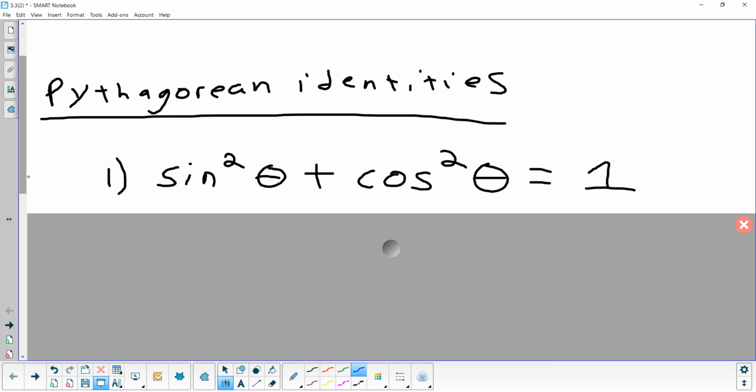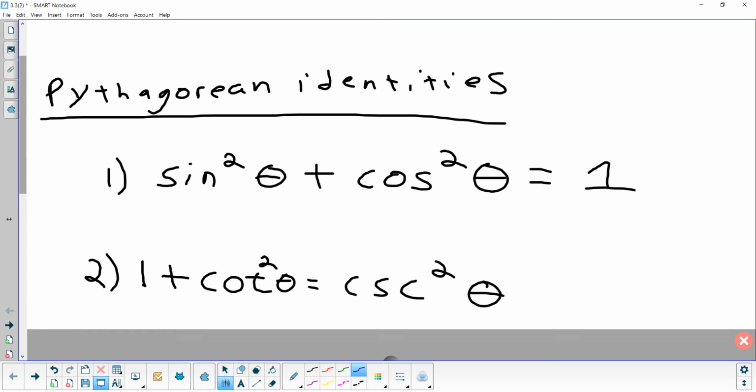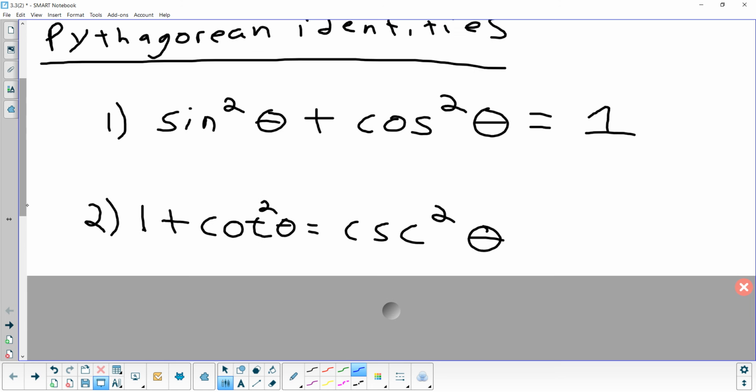All right, let's look at our second one. So the second Pythagorean identity is 1 plus cotangent squared equals cosecant squared. Again, you don't have to memorize them. It just helps to recognize them. So when you do a problem and you see a lot of things with an exponent of 2 in the problem, you're probably going to have something to do with a Pythagorean identity. Okay. We didn't have a ton of problems yesterday that had exponents of 2 because we didn't have these identities.